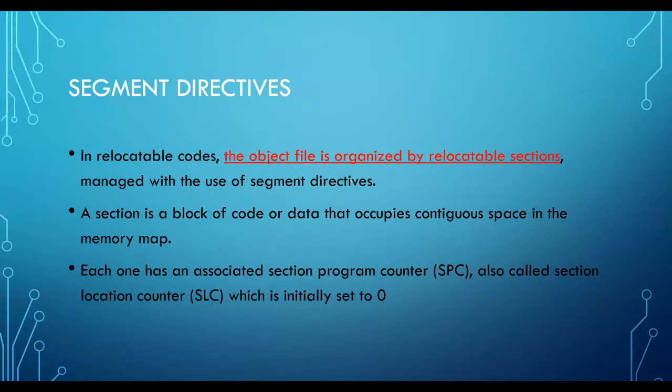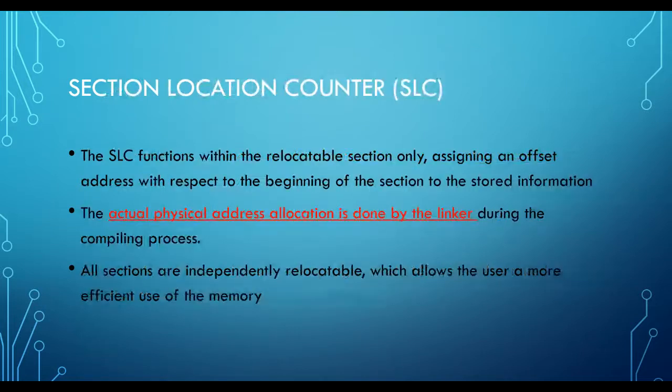Okay, so the most basic part where it needs to be continuous is basically called a section. Each one has an associated section program, also called section location counter, which is initially set to 0. So this section starts with this address, and the rest is basically just offset from there. The section location counter functions within the relocatable section only, assigning an offset.